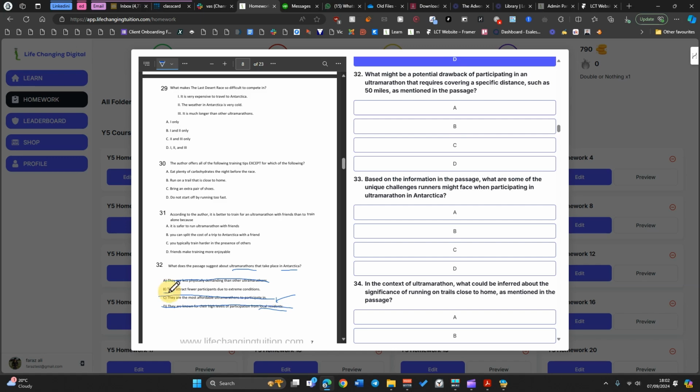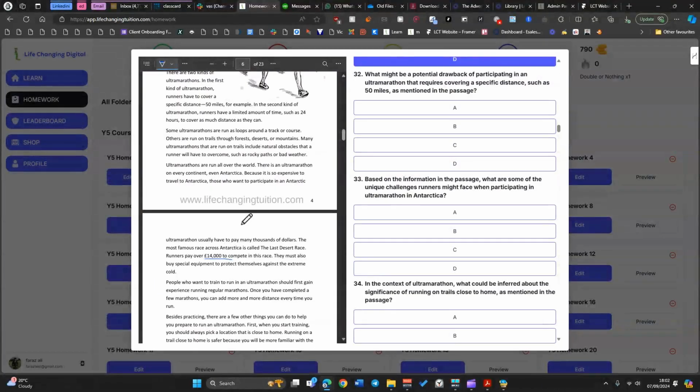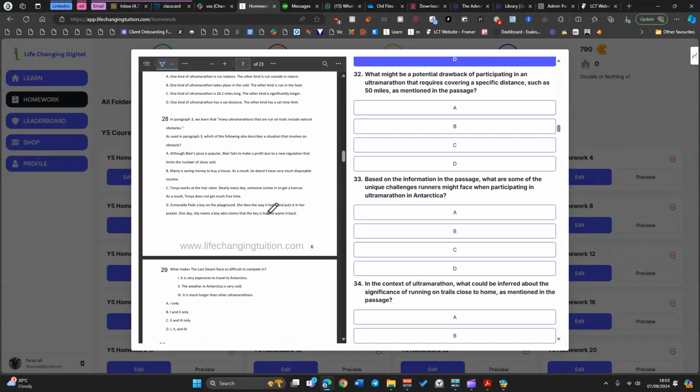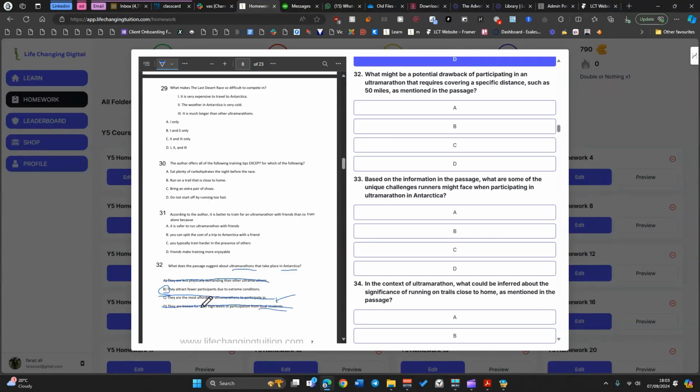So they attract fewer participants due to extreme conditions. It does say that because it's so expensive, you have to pay a lot of money and you have to buy special equipment. So of course there are much fewer people that will be looking to take the ultramarathon in Antarctica. So that's what you can infer about it. So that would be option B.